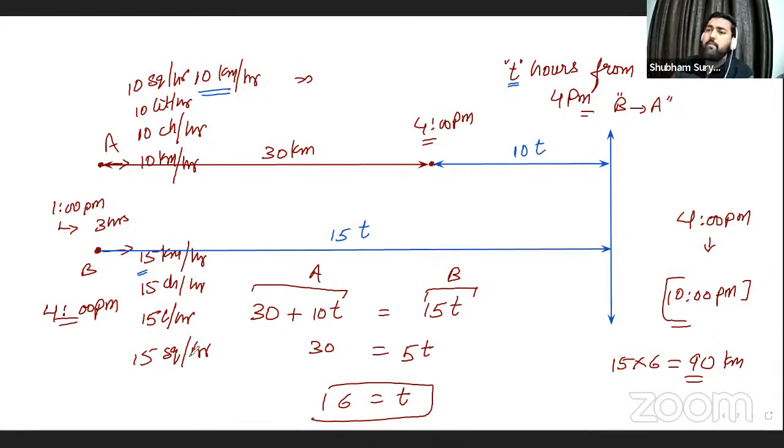Now this question could have also been solved using the concept of relative speed, guys, but in the initial days of the concept I would say you just try to learn this as it is, because once you get comfortable with this thing, then we can move to the concept of relative speed, guys.